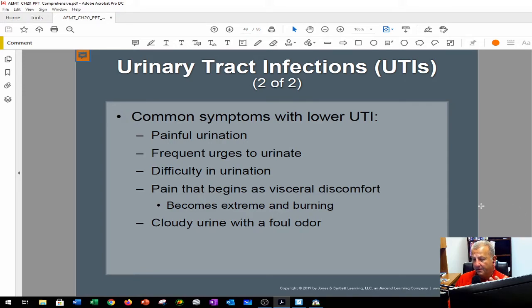And then the common symptoms. So painful urination, frequency. So somebody's going to the bathroom all the time, and then they get there and they can only void a little bit. Okay? Burning type pain. The urine can be cloudy, may have a foul odor.